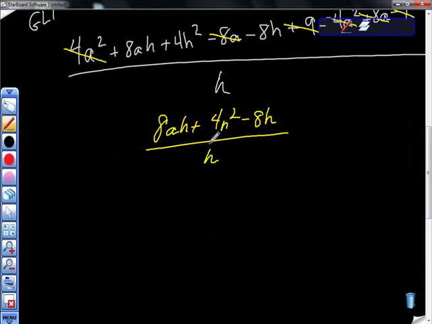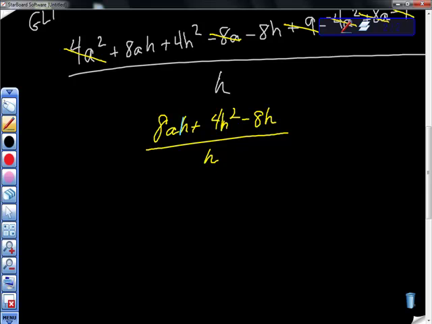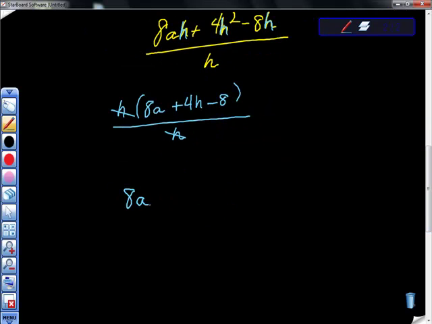Not done yet, because hopefully you can see that all of the things in the numerator have a common factor of h. So I'm going to factor h out. I'm going to get h times 8a, plus 4h, minus 8, all over h. The h's cancel, and you will get 8a plus 4h minus 8 is your simplified answer.